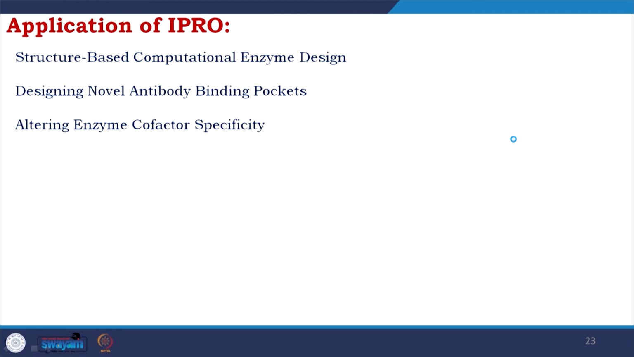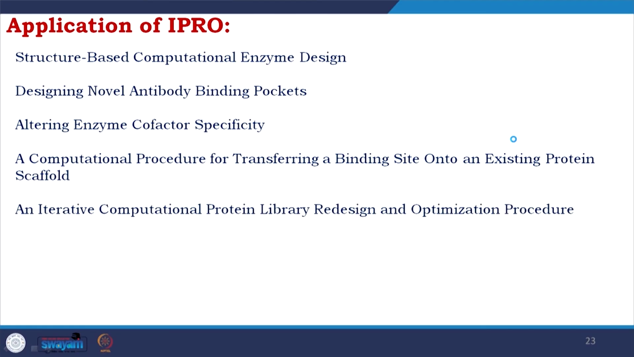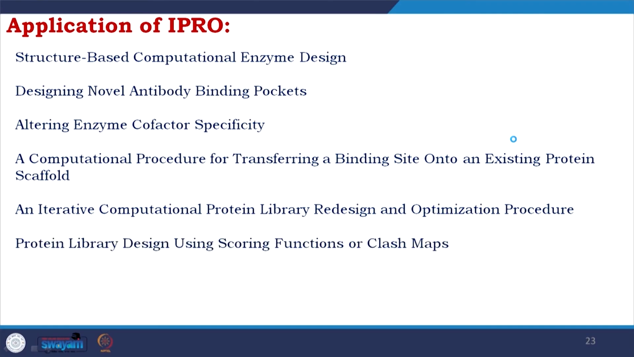So, all of these are done by identifying one part, then you keep mutating, optimizing rotamers, and look at the entire set of combinations to see whether it is providing a betterment or not. A computational procedure for transferring a binding site onto an existing protein scaffold, an iterative computational protein library redesign and optimization procedure, protein library design using scoring function or clashmaps.